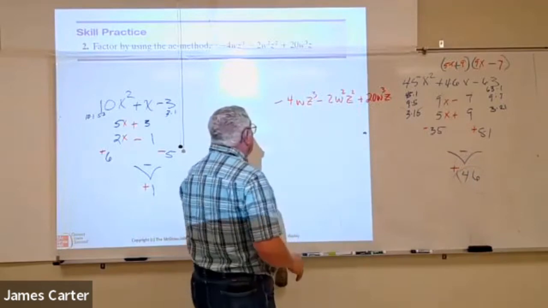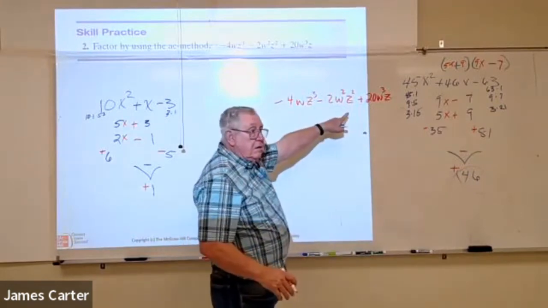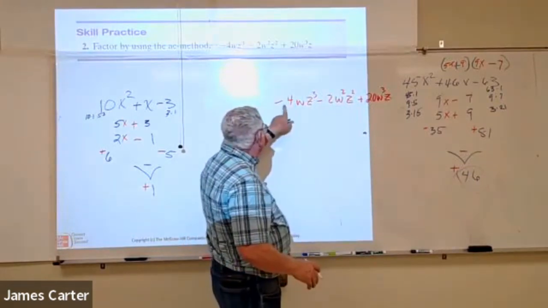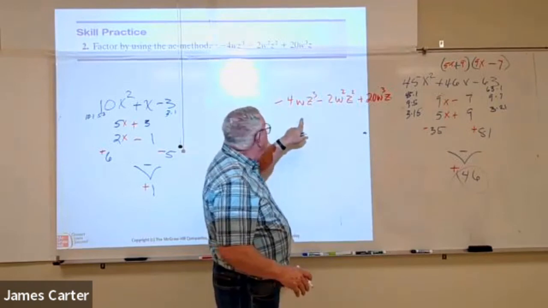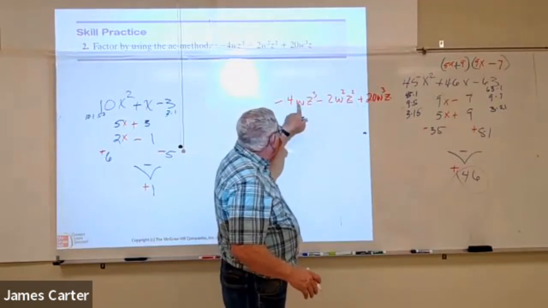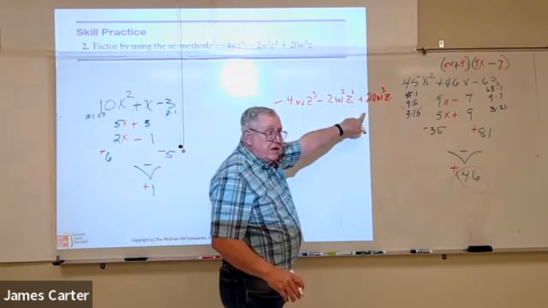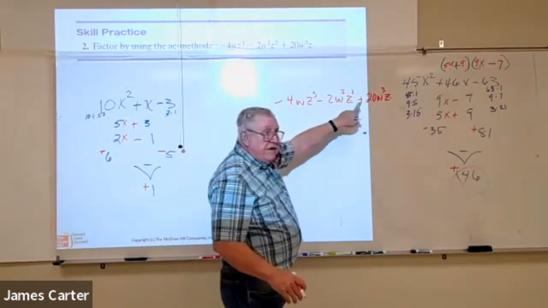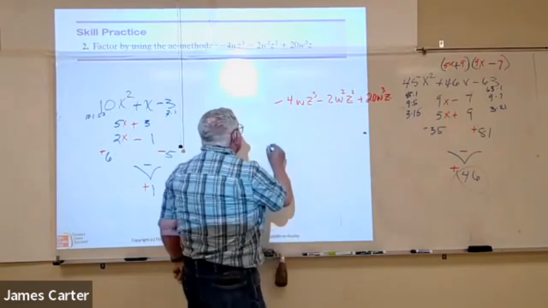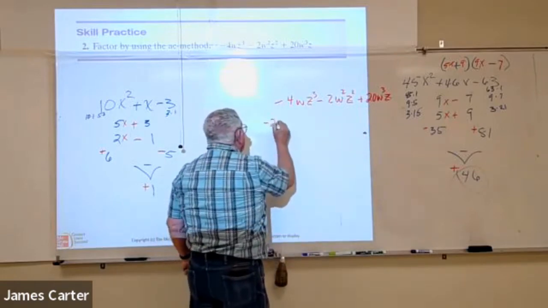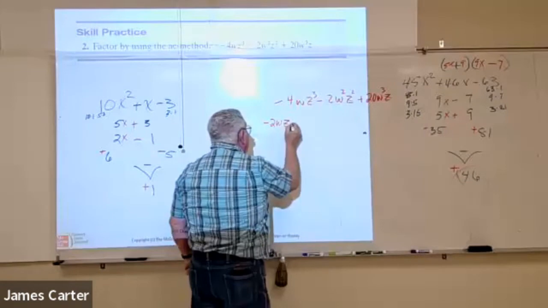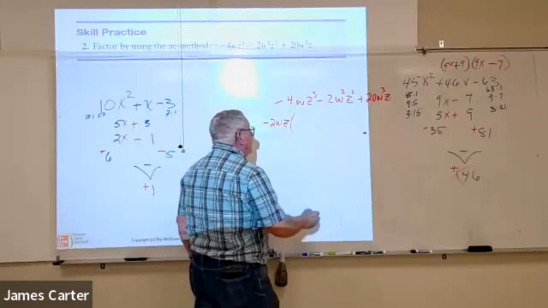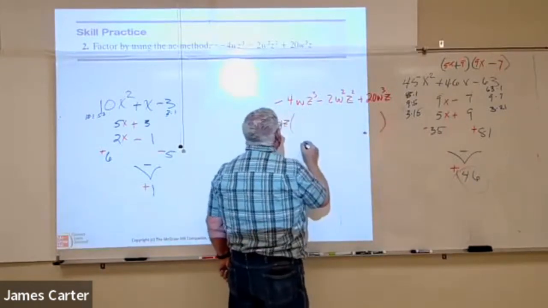Well, I can take a 2 out of everything. I can take a negative out of everything. I can take a w to the first out of everything. And I can take a z to the first out of everything. So I can take a negative 2wz out of everything. What does that leave me?